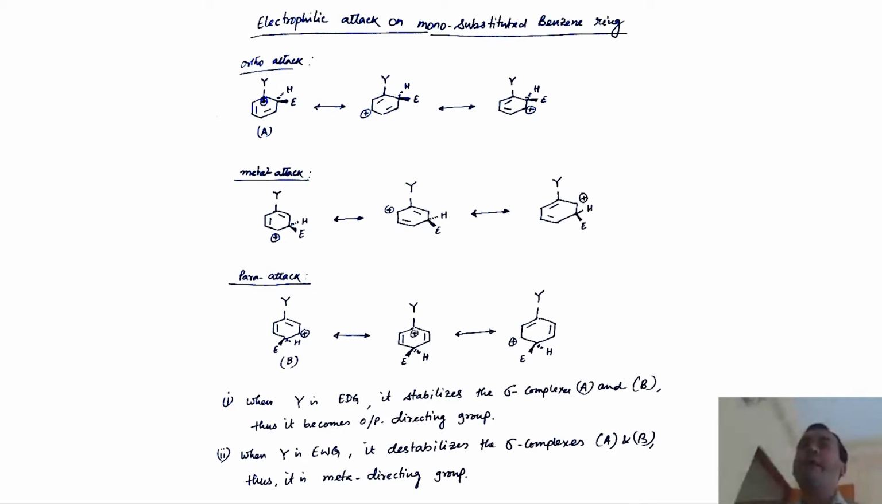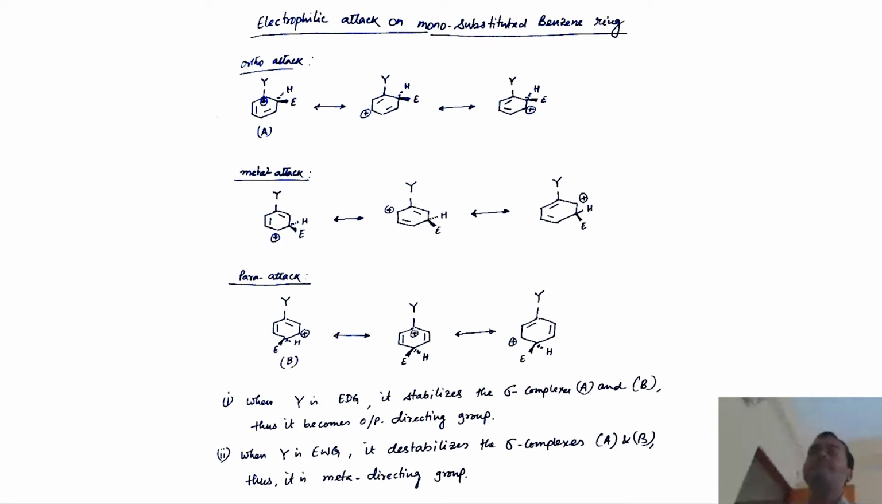Then let's see the para attack. If it is the para attack, then again the E comes at the para position, and then the positive charge comes here, and after resonance, you again see that in the middle resonating structure, the positive charge is in the carbon center, which is directly attached to the Y group.